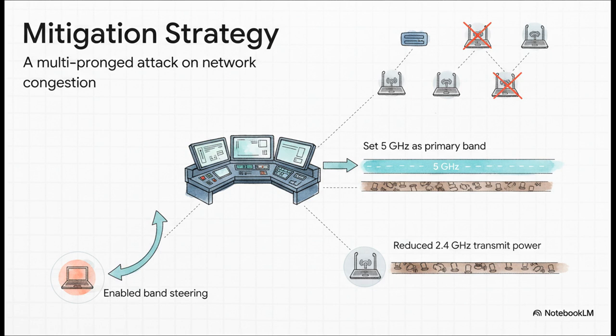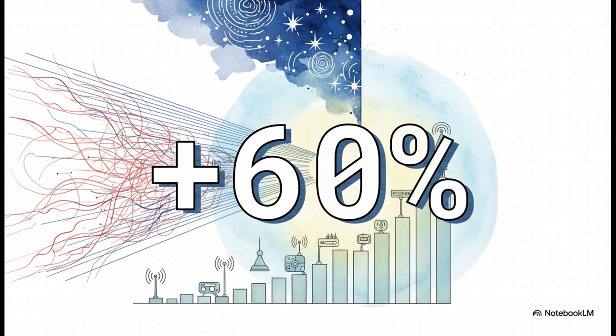They made 5 gigahertz the primary default band. They strategically shut down 2.4 gigahertz on some of the access points, and they used a feature called band steering to basically herd any capable devices over to that faster, cleaner 5 gigahertz frequency. And the result of all that work? A staggering 60% boost in median throughput.